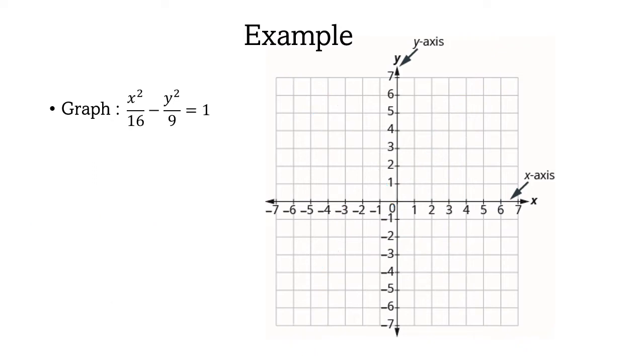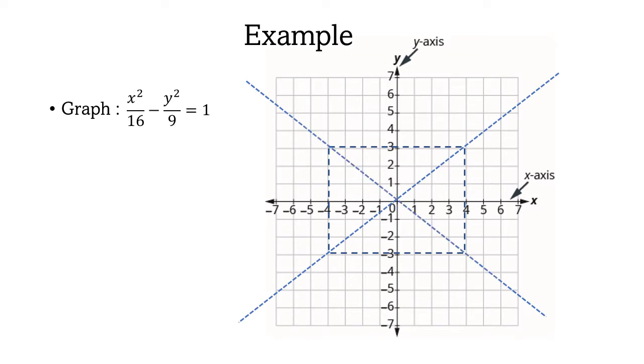Another example, we need to graph x squared over 16 minus y squared over 9 equals 1. So first we're going to draw a rectangle, 4 units to the left and right of the origin and 3 units above and below the origin. Then we're going to draw the asymptotes. Keep in mind the vertices are (-4, 0) and (4, 0). And this is my hyperbola.